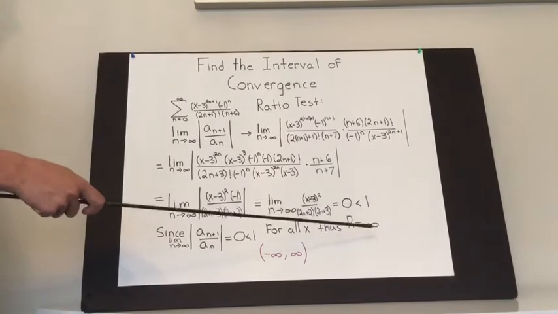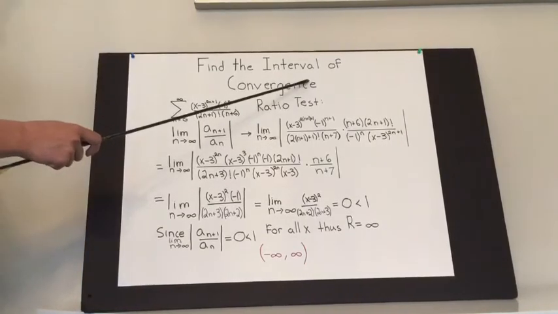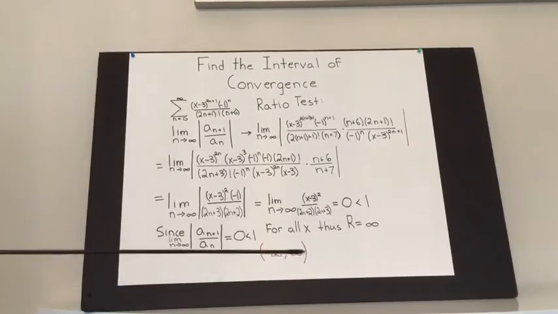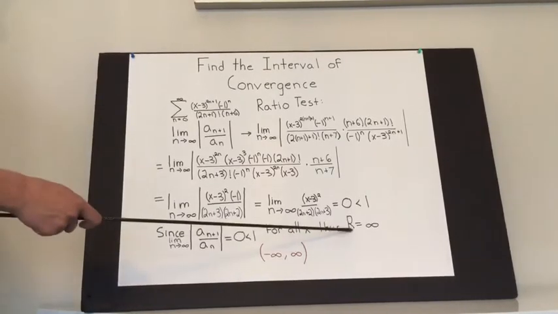But we're not done yet. This is another common mistake: people will forget to do the interval of convergence. Now, the interval of convergence is negative infinity to infinity in this case, due to the radius.